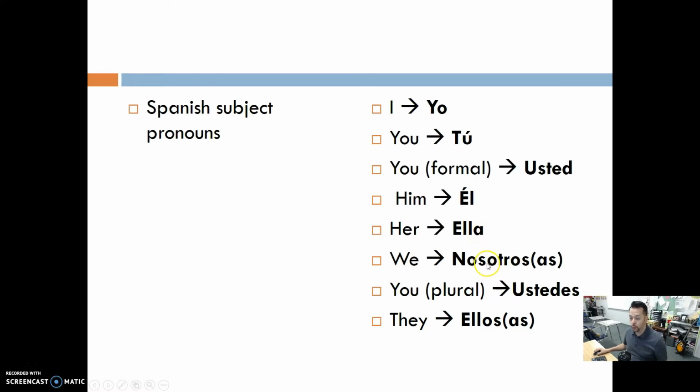Ella is her. We, nosotros. But if it's only chicas present, then it's nosotras. All right? So that's how that works. Now, if I want to say all of you, or you all, or y'all, or however you want to say it, if I'm talking to a group of people, then I'm going to address all of you as ustedes. Ustedes. All right? And finally, if I want to say they, it's going to be ellos. But if it's only chicas, no guys, it's going to be ellas.